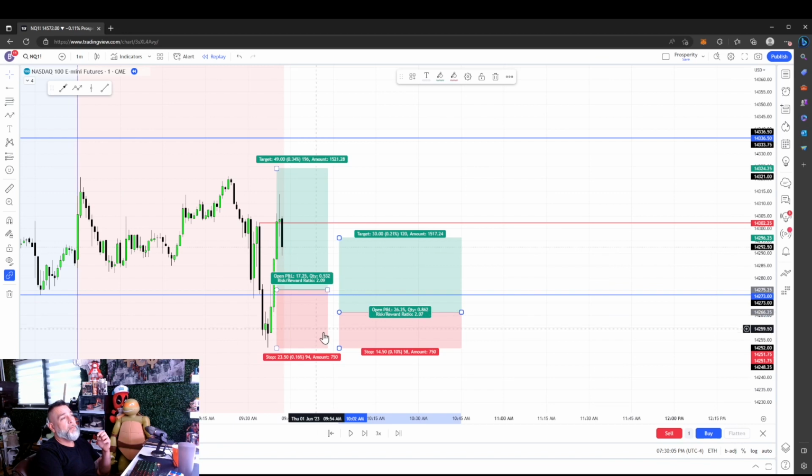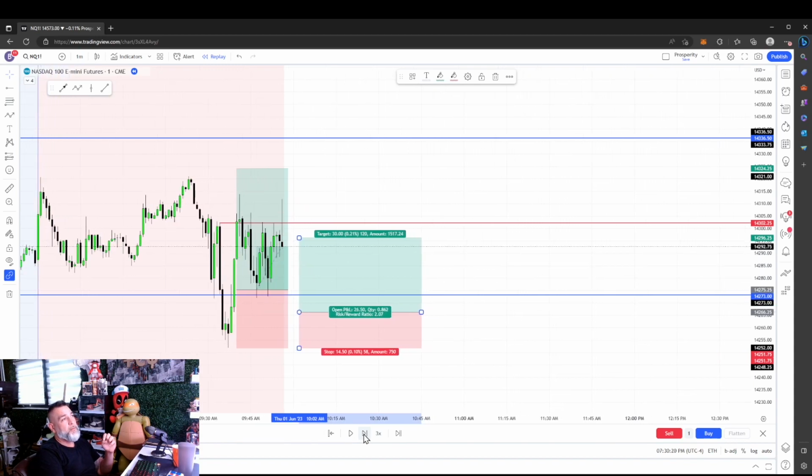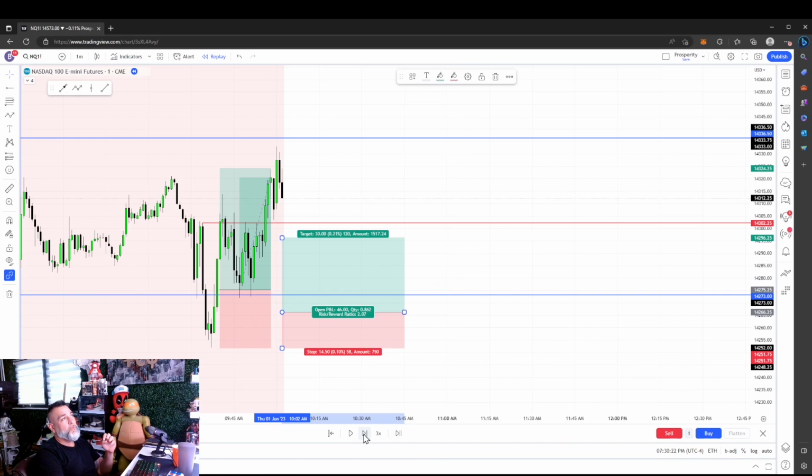But I'd probably go in on the OTE. I wouldn't wait for that fair value gap because it's very far away. This was a large move, so I'll opt for this instead of this trade right here. But let's play it out. Let's see. All right, tagged in and full TP.